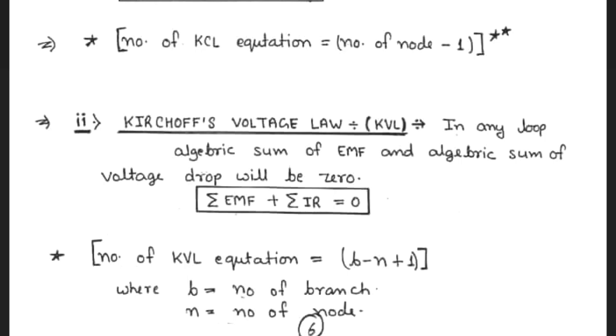The number of KVL equations equals B minus N plus 1, where B equals the number of branches and N equals the number of nodes. B minus N plus 1 is the formula for the number of KVL equations we can obtain.